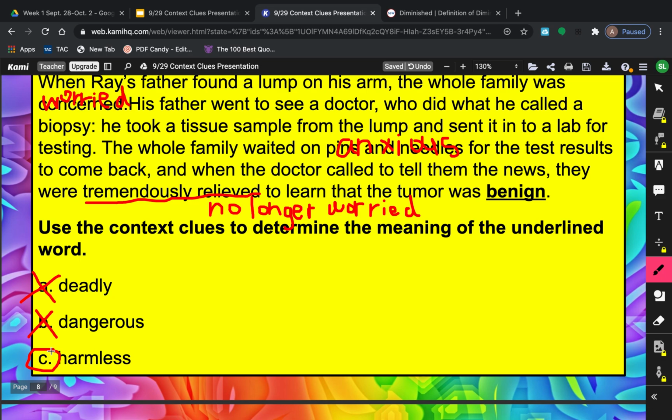So, what you're going to do right now is you're going to go into Schoology and you're going to complete some of the context clues using the clues in the text to help you determine the meaning of the underlined or unfamiliar words.